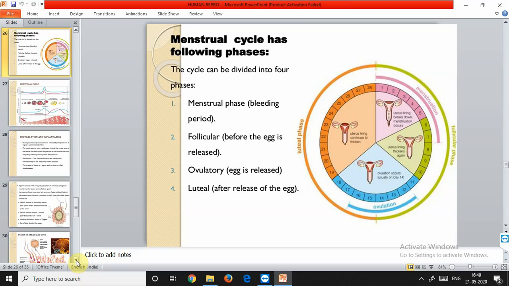So this was your menstrual cycle and it is completed. Now in the next class we'll start with fertilization and we'll try to end the chapter.